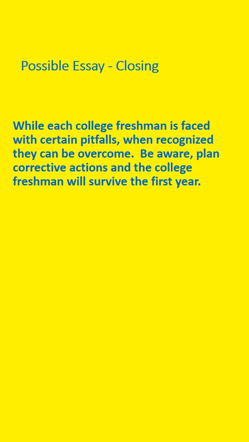Now, again, a final closing here. While each college freshman is faced with certain pitfalls, when recognized, they can be overcome. Okay, a summary. Very general, and it's all we need. Be aware, plan corrective actions, and the college freshman will survive the first year. Again, that is the call for an action. Again, it's not telling them to do it, but it is suggesting that if they are aware of these issues, if they plan accordingly and figure out how to get out of it if they have a problem, all should be okay that first year. So again, short, sweet, to the point.